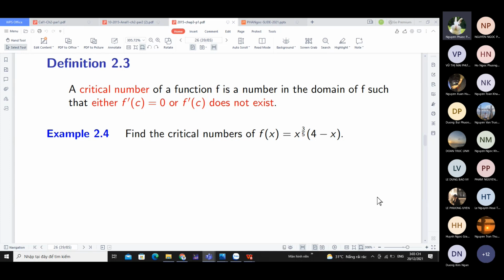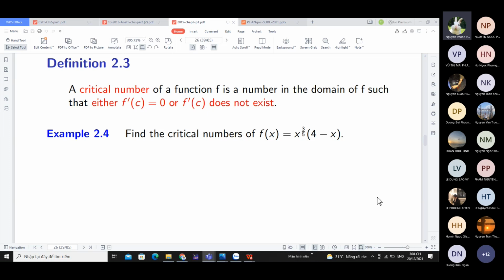All right. So, as I mentioned above, if the function f attains a maximum value or minimum value at a number c, then either f prime of c equals 0 or f prime of c does not exist. Okay? And such a number is called a critical number of the function f.